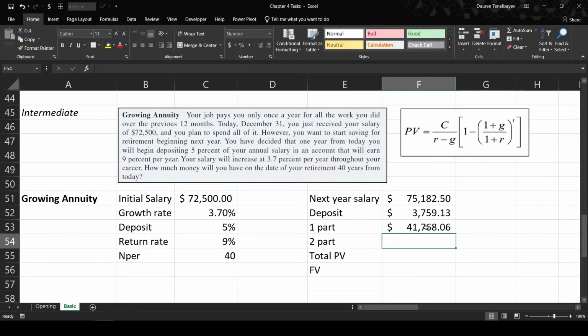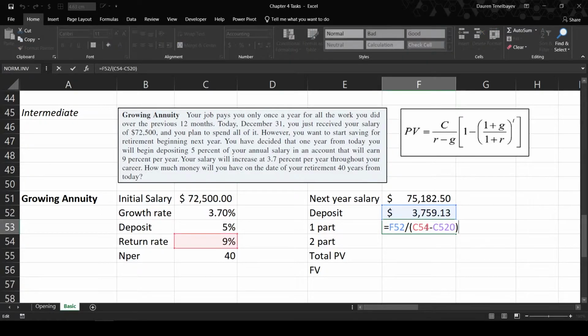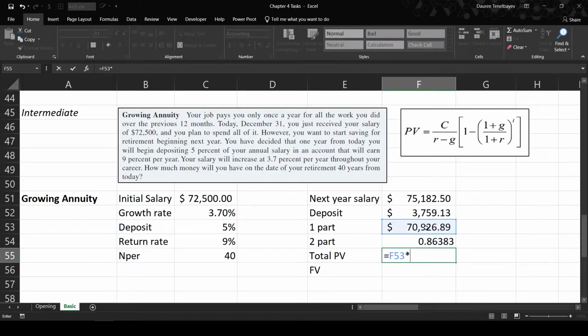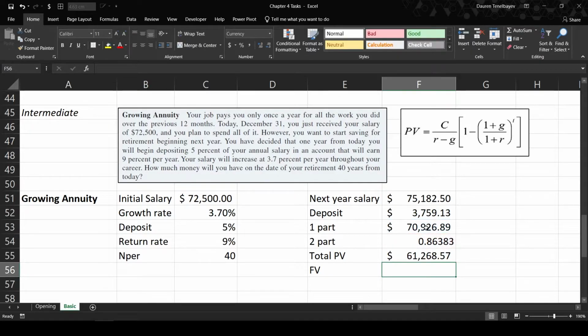Choose this cell. And here we are. And for the second part, 1 minus open two brackets, 1 plus growth rate, divided by 1 plus return rate. Finally, in the power of 40. And we multiply our results, and here we are. The total PV is 61,000.